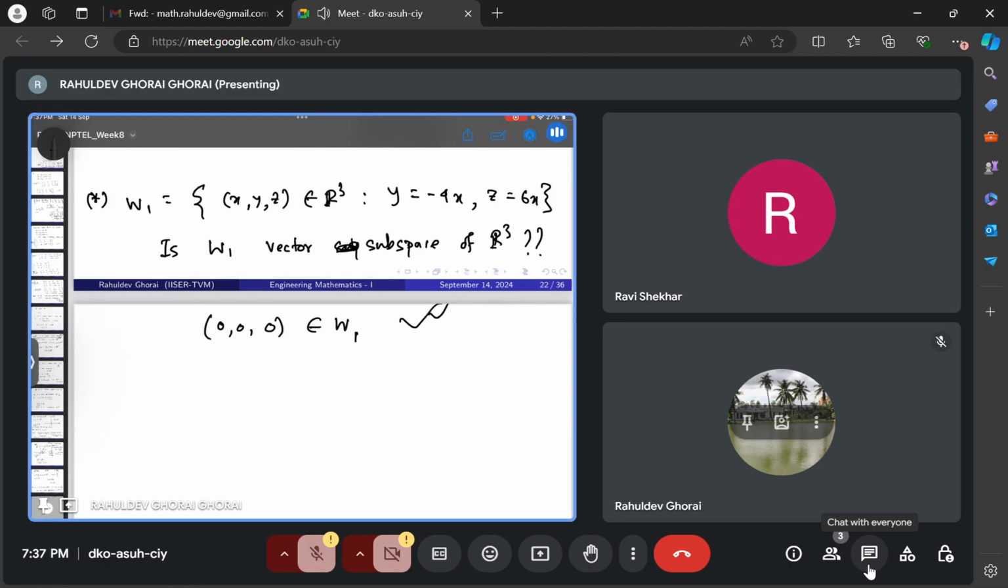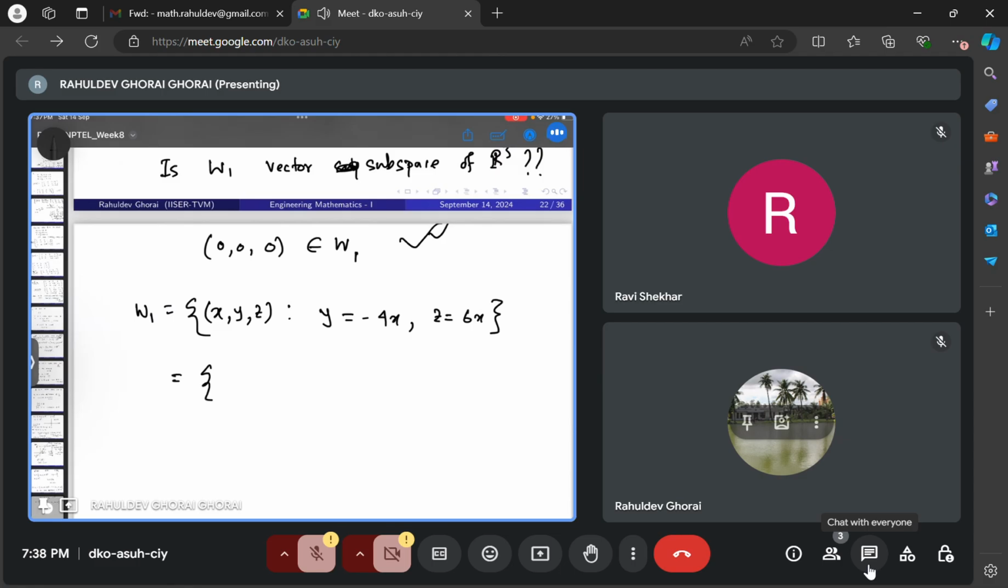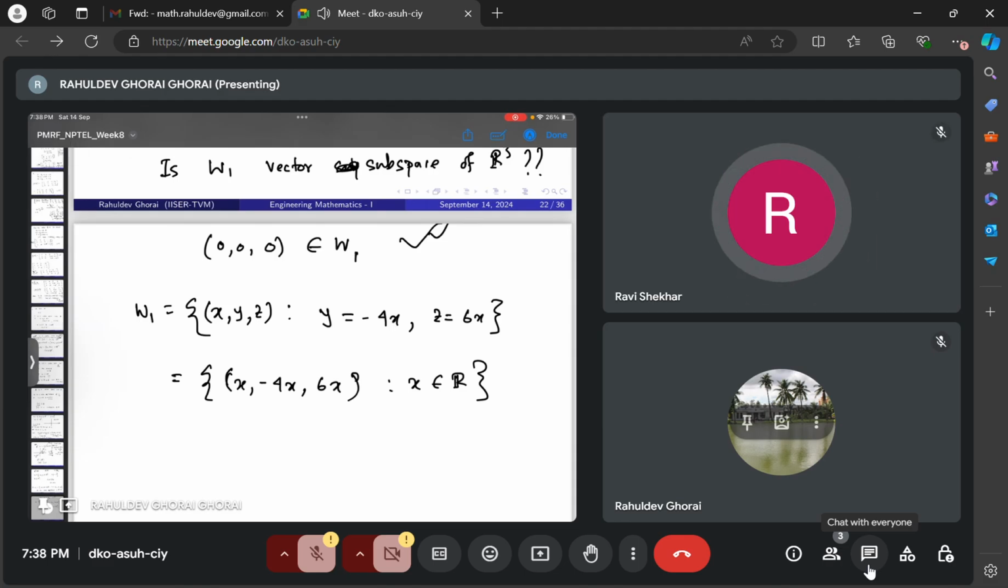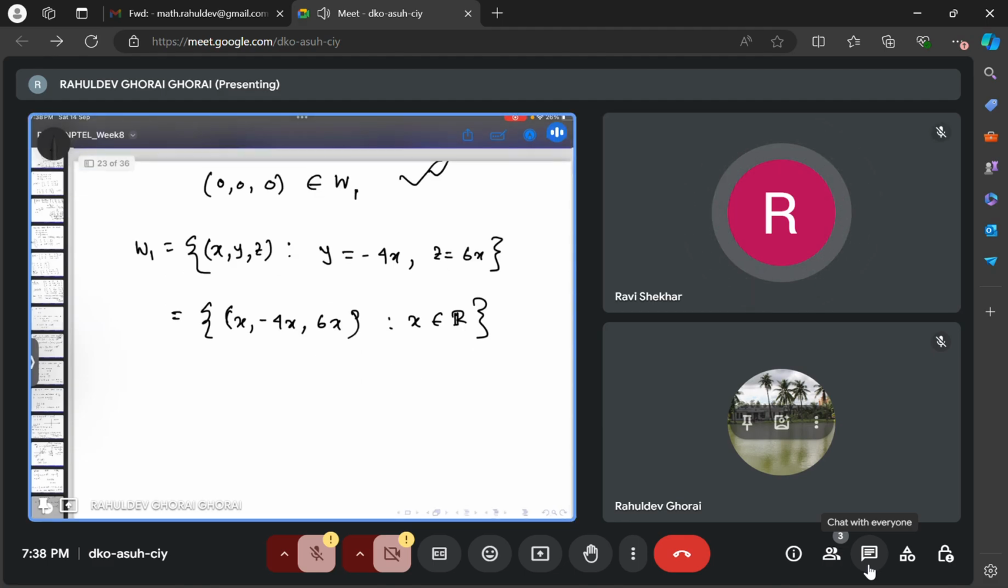So this one I will tell you how to do it easily. Once this W1 has those elements x, y, z such that y is equal to minus 4x, z equal to 6x, can't you write this quantity as x, minus 4x, 6x such that x belongs to real numbers? Can't you write that these two are equal? Yes, sir. Okay, so once you got this, then it becomes easy.